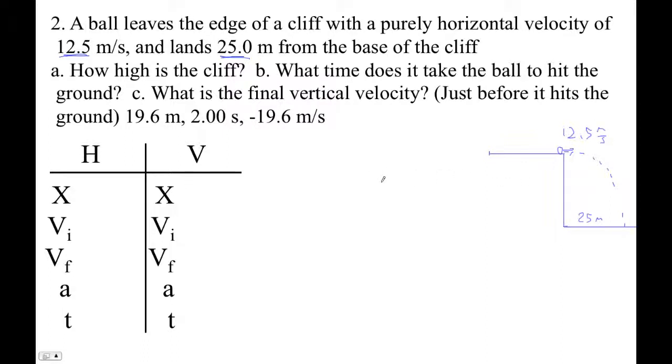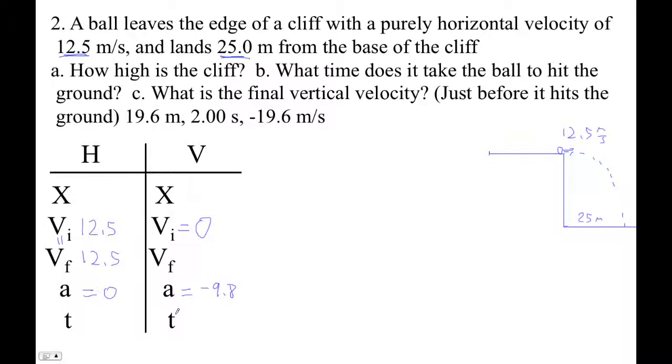Okay, so what do we know? So the 12.5, that's the horizontal velocity. That must go here, right? You can fill those in. They're always the same. These guys are always equal because this is 0, right? This is always negative 9.8. The initial velocity, if it's purely horizontal, this guy is always 0. There isn't any vertical velocity, in other words, right?